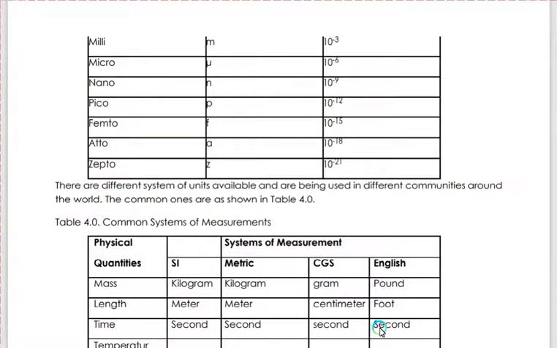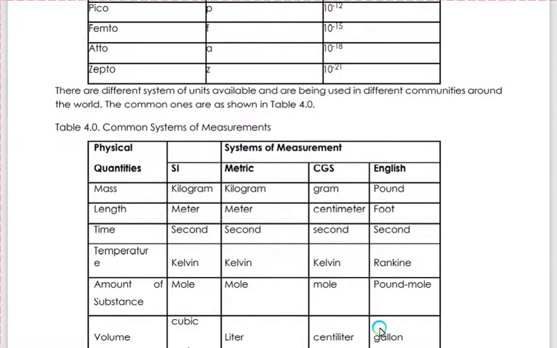There are different systems of units available and used in different communities around the world. We have various types of bases for measurements. Despite having the standard SI units, we also have what we call metric units or other types of units, like English units. Take note, when we talk about metric units, it could be either MKS or CGS units. Based on the table we are looking at now.